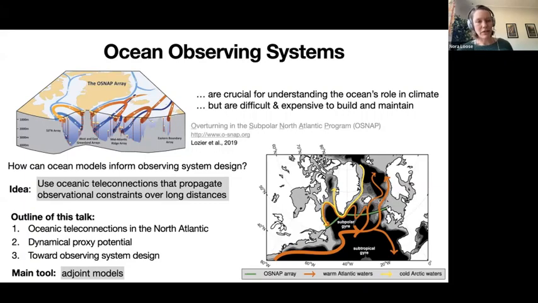So here's the outline of my talk. First, I'll talk about oceanic teleconnections in the North Atlantic, and how they can be systematically uncovered with adjoint models. Second, I'll introduce the concept of dynamical proxy potential. And third, I will discuss how teleconnections and dynamical proxy potential can be used to design observing systems.